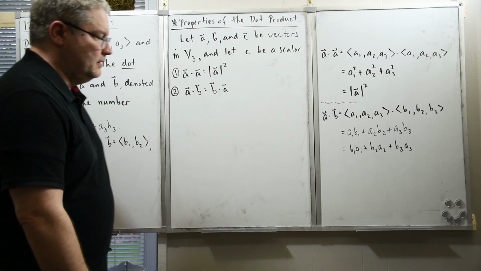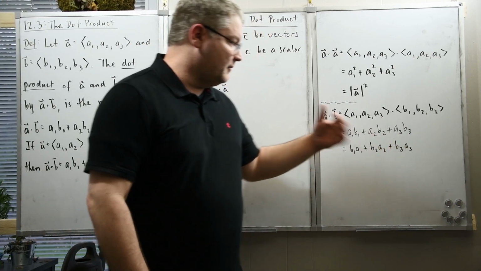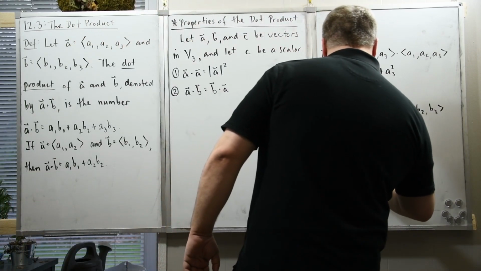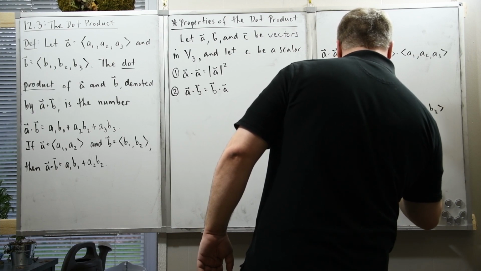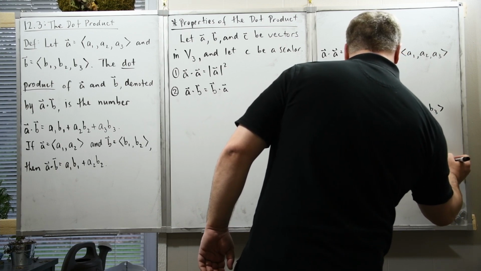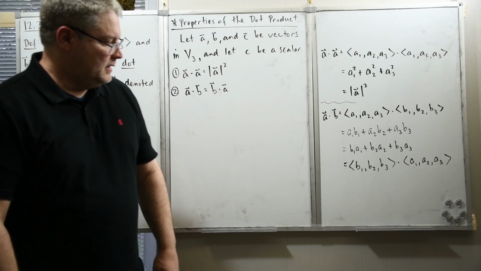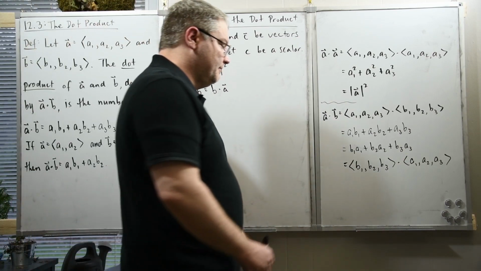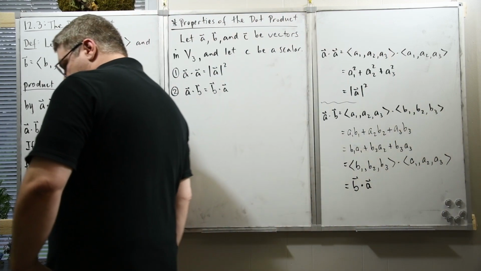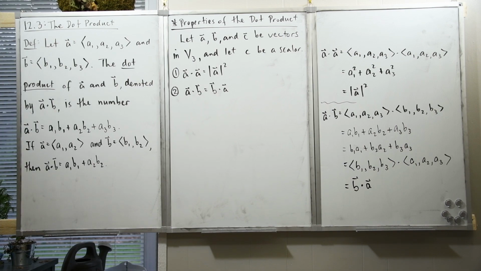If you were to do that, notice that it's the B components that are showing up first in each of these products, and the A component is showing up second. And so you can write this as follows. And this is the same thing as B dotted with A. Now, I don't plan to prove every single one of these properties that we're about to see, but this just gives you an indication as to why the first couple work out the way they do.